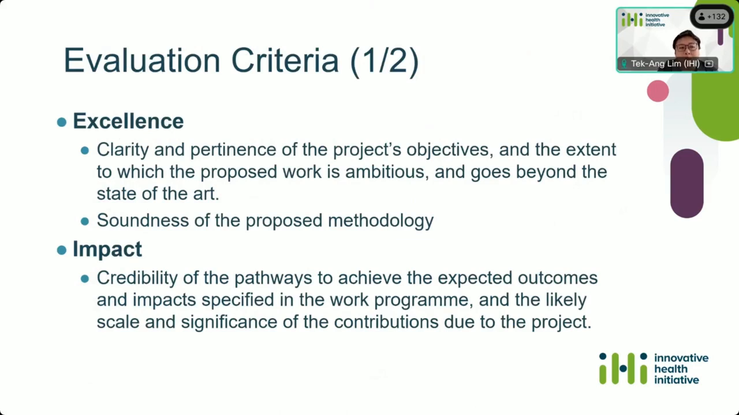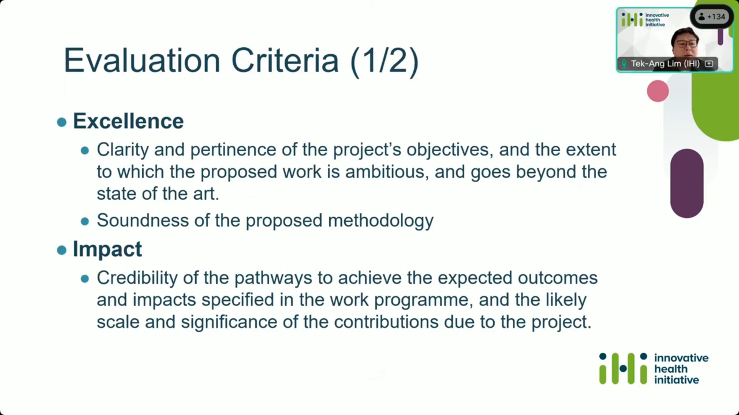The narrative part, so part B of your proposal template, is divided, as we have seen earlier, into 3 parts: excellence, impact, and quality and efficiency of the implementation. And this is very important because those are the 3 criteria under which your proposal will be evaluated by our panel of reviewers. Under excellence, the experts are requested to evaluate the clarity and pertinence of your proposal objectives and the extent to which the proposed work is ambitious and goes beyond the state of the art. The second sub-criterion is on the soundness of your proposed methodology. So it's very important that you provide clearly the evidence to convince our panel of experts.